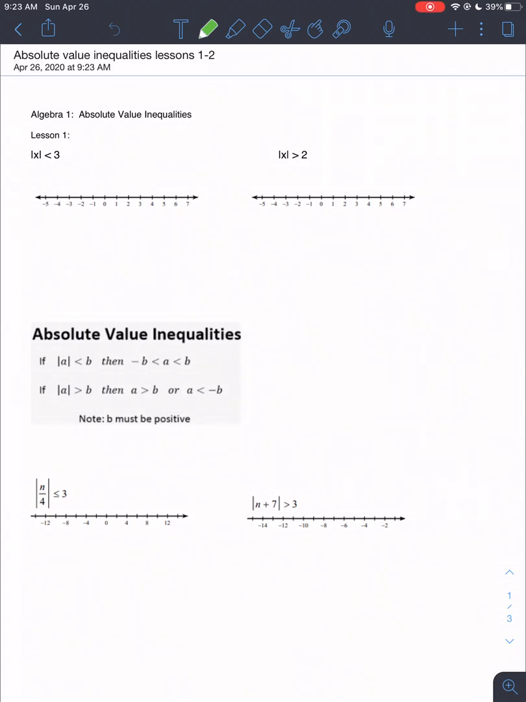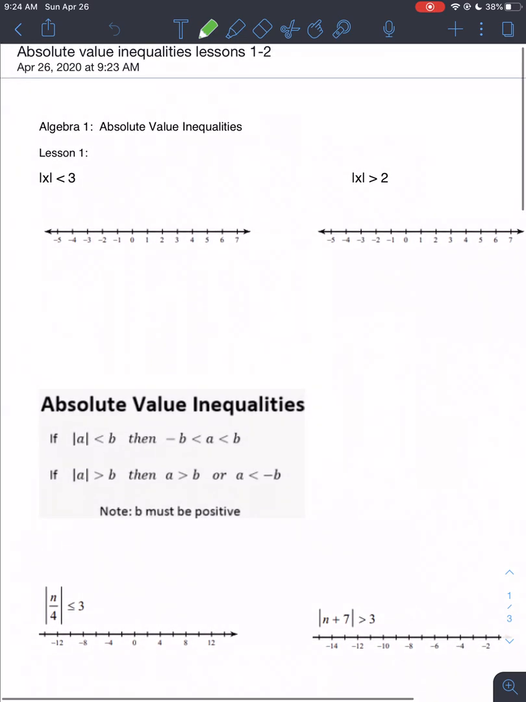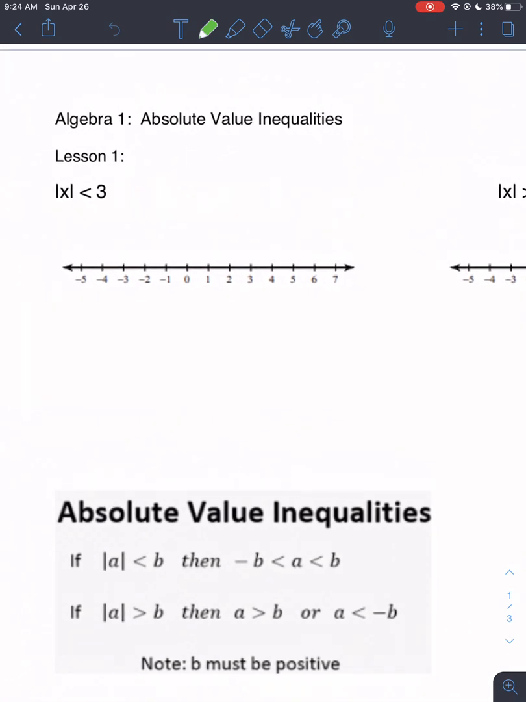This is lesson 1 for absolute value inequalities. We've studied absolute value and we've studied inequalities. Now we're going to put the two together. So if you remember, absolute value means the distance from 0.